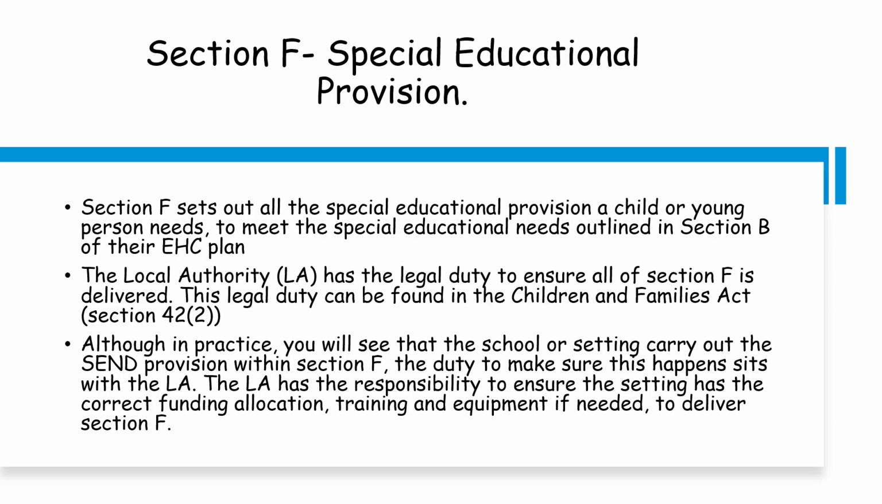The main sections that you would want to be enforceable would be Sections F, G, H, and Section I of the EHC plan. Let's start with Section F. Section F sets out all the special educational provision a child or young person needs to meet the special educational needs outlined in Section B of their EHC plan. The local authority has a legal duty to ensure all of Section F is delivered. This legal duty can be found in the Children and Families Act in Section 42.